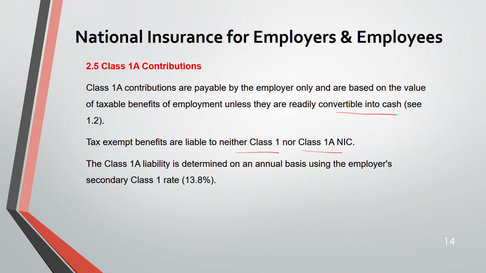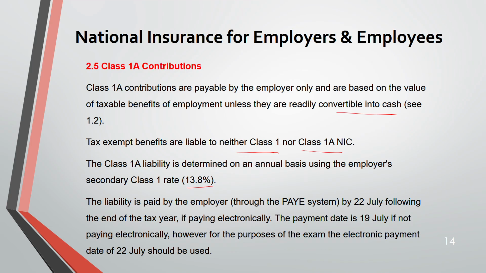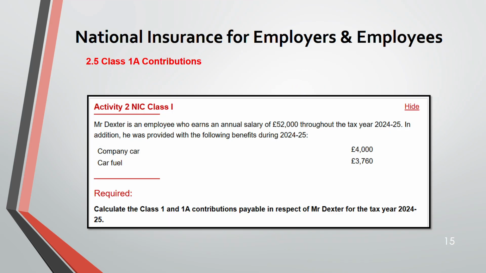Class 1A has the same rate, 13.8%. There is no limit, because you have to find the benefit and apply 13.8% on that. The liability for class 1A is paid by the employer through the payroll system, but when? By 22 July following the end of the tax year, if you are paying electronically. If you are not paying electronically, the payment date is 19 July. But for your exam, use 22 July because it is assumed there is an electronic payment. So remember 22 July.